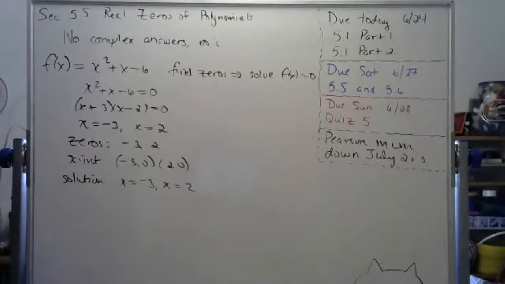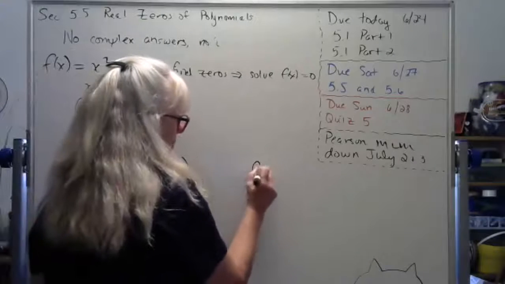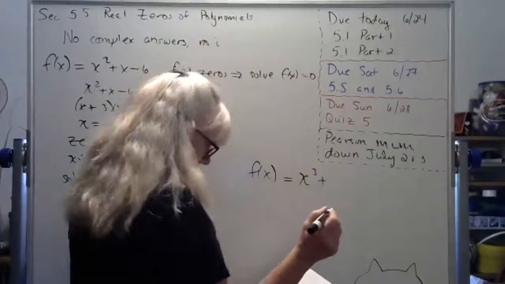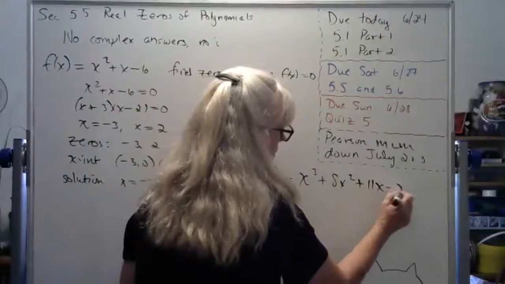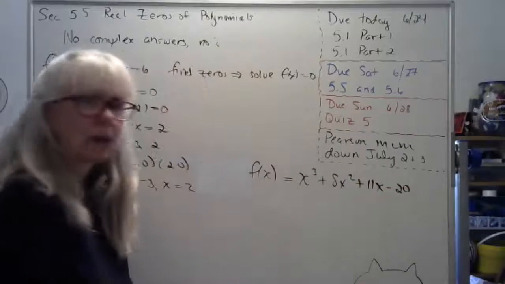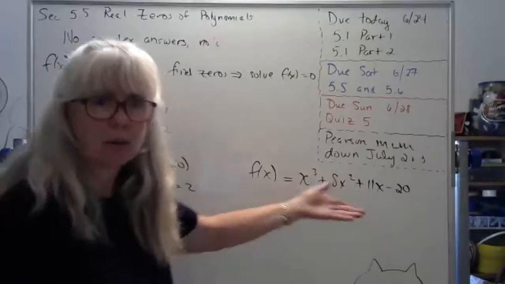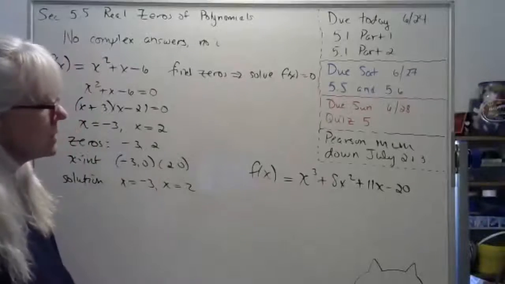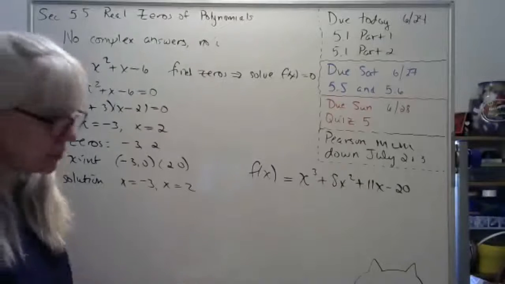The problem is that now all of a sudden our polynomials are not going to be factorable. So what happens if we have f of x equals x cubed plus 8x squared plus 11x minus 20? There's nothing we have in our toolbox right now that lets us factor this polynomial. So we're kind of stuck. So we need some new techniques. That's what section 5.5 is all about, or how to go about factoring when it's not factorable.